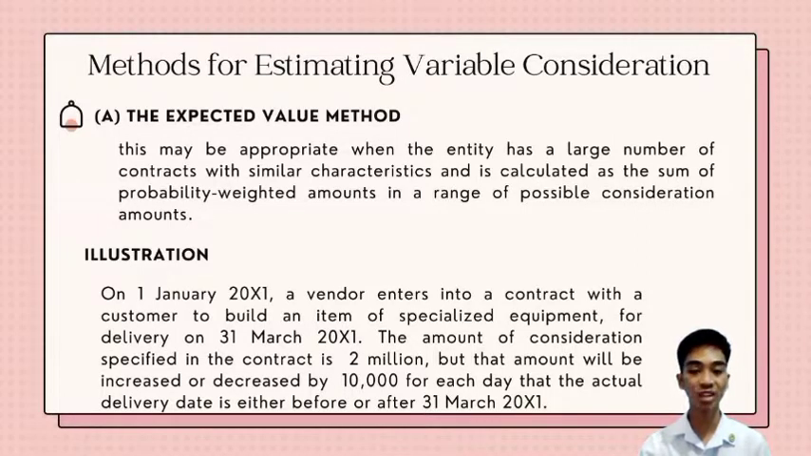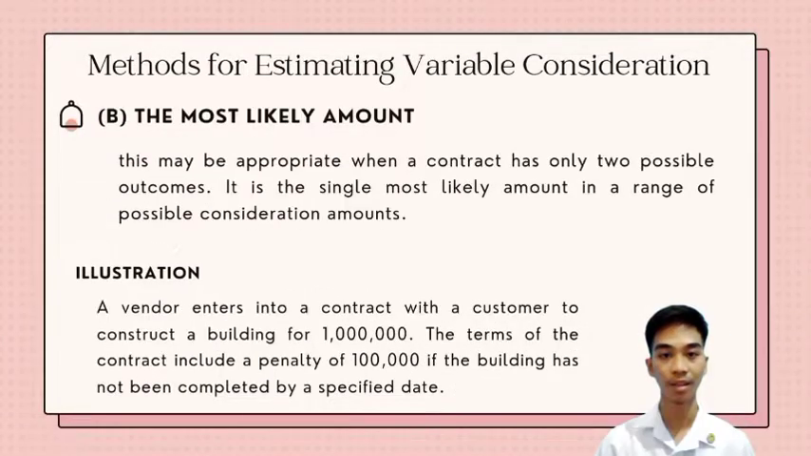In determining the transaction price, the vendor considers the approach that will better predict the amount of consideration that it will be entitled to, and determines that the expected value method is the appropriate approach. This is because of the range of possible outcomes. The next one is the most likely amount. This may be appropriate when a contract has only two possible outcomes. It is the single most likely amount in the range of possible consideration amounts.